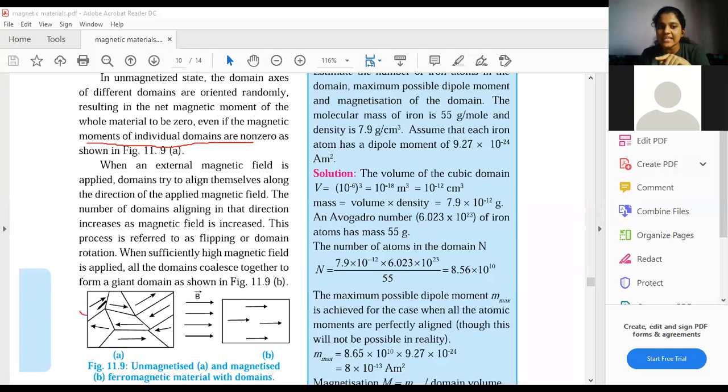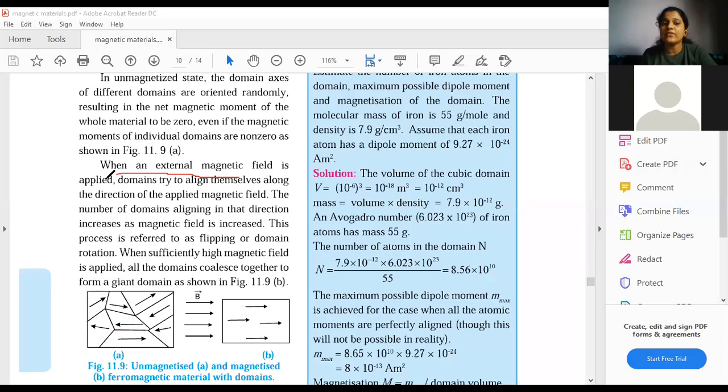See, students, because inside one domain, everything is aligned in the same direction, right? So if I have to consider the net magnetic moment of an individual domain, it is not going to be zero. But overall, if I consider, it is going to be zero, because just like, see, here it is horizontal, so there is one opposite direction domain present over here. So they will be cancelled out anyways.